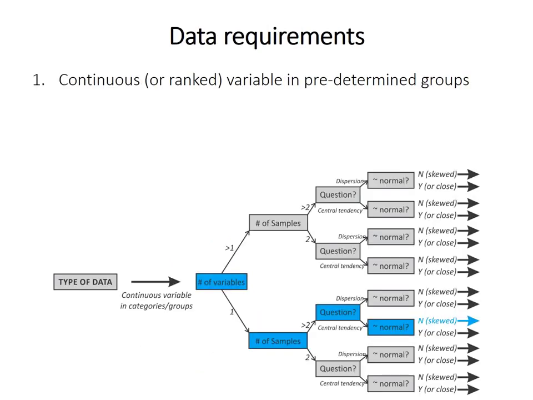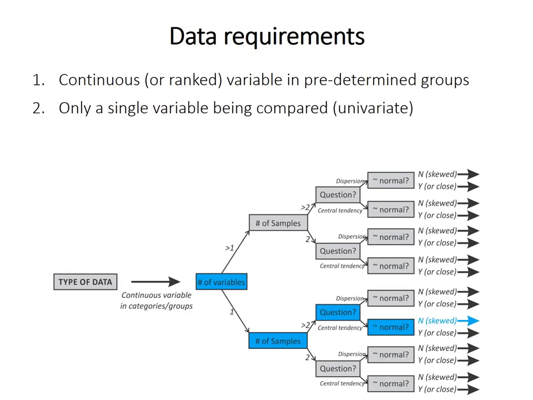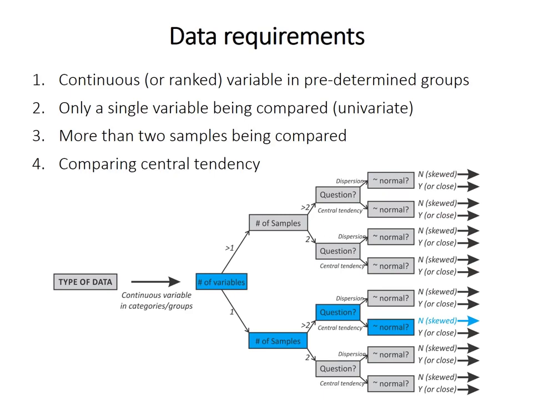So the test requires that your data be continuous variables in predetermined groups or samples. Because it is a rank order method, you can also use ranked data. This was the case we saw in the Mann-Whitney U test in the previous video. The test is a univariate one, so you must be comparing only a single variable among the samples. But it is designed to handle more than two samples. And as mentioned before, it compares central tendency among the samples. And because it is non-parametric, there is no requirement that the data be normally distributed.